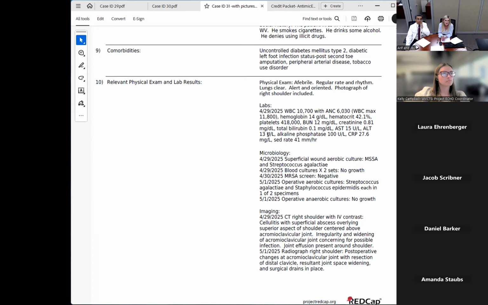So for physical exam, this is actually a patient that was evaluated through our COPAT ID eConsult program, or ITGold service, but was afebrile. The physical exam taken from the chart: irregular rate and rhythm, lungs clear, alert and oriented, and we saw the photograph of his shoulder. His white blood cell count maximum was about 11,800, CRP was mildly elevated between 25 and 30, and sedimentation rate about 40.